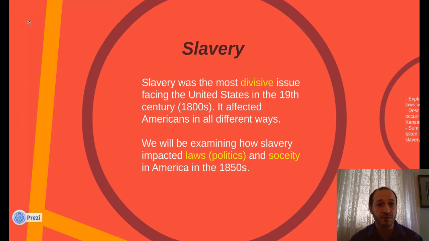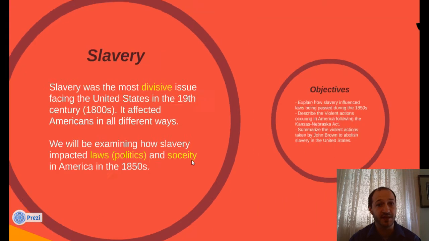Now, in front of you, you'll see the word divisive highlighted. I highlighted that because I'll be highlighting that and certain other key words for you to take note of. Those are important. It shows that that is an important part of what we're going to be covering. Now, we'll be looking at slavery and how it impacted laws or politics, and how it impacted the United States socially. Now, as we do everything, we'll be starting with what our objectives are going to be.